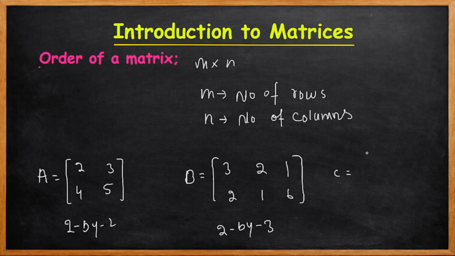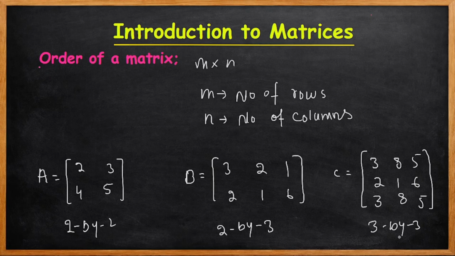Let me have another example. C is equal to 3, 8, 5, 2, 1, 6, 3, 8, 5. Now here in matrix C there are 3 rows and 3 columns. So the order of the matrix C is equal to 3 by 3. Matrix C is a 3 by 3 matrix. But make sure the order of a matrix is also called the dimension or size of the matrix.